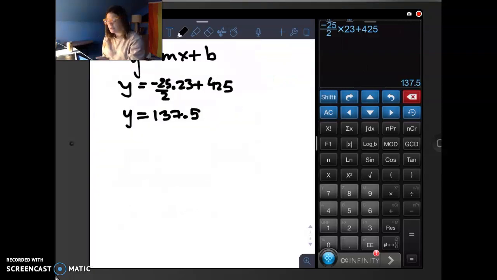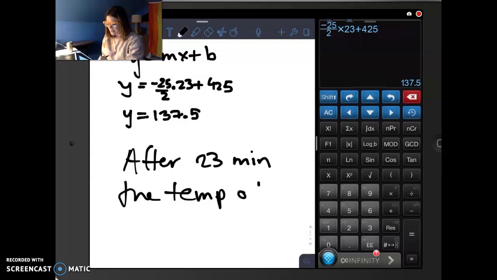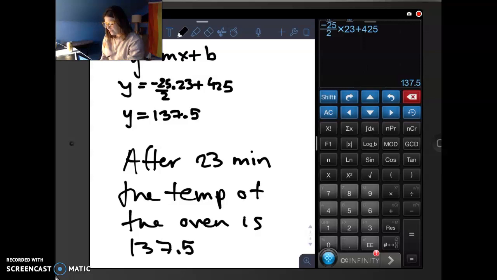And so now we need to make sure that we interpret this. What does this actually mean? It means that after 23 minutes, and feel free to be lazy, min is fine, but if you want to be fancy, you could write minutes, the temperature of the oven is 137.5 degrees Fahrenheit.